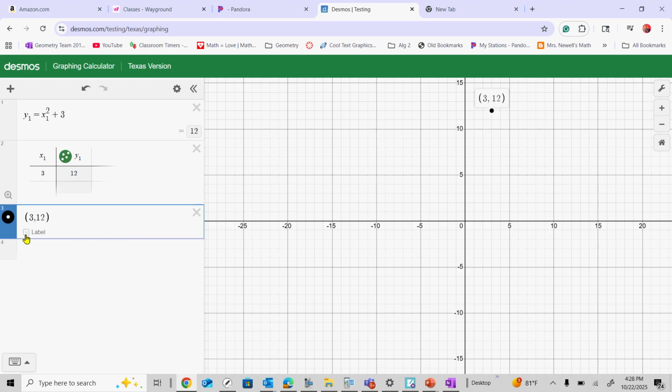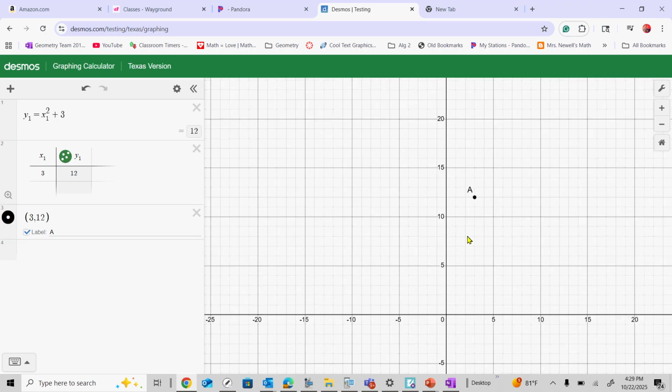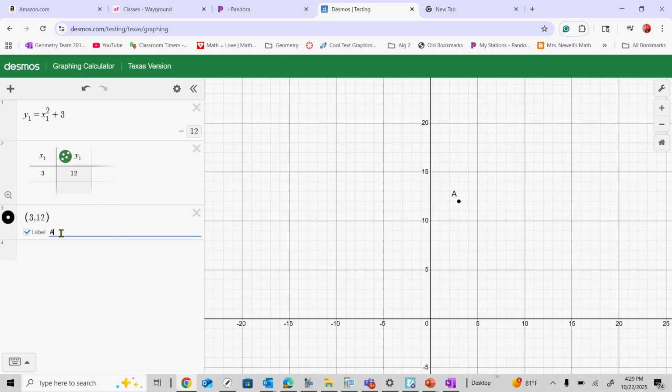I can even click this box to label it, and let's say I want to label it A. And then there's a capital A. But I can click on the actual point, or take the label off, click on the actual point, and I can drag. So that's just another way to see what we're doing. I like to click on the point so I can see the actual ordered pair. So that's just another thing we can do.